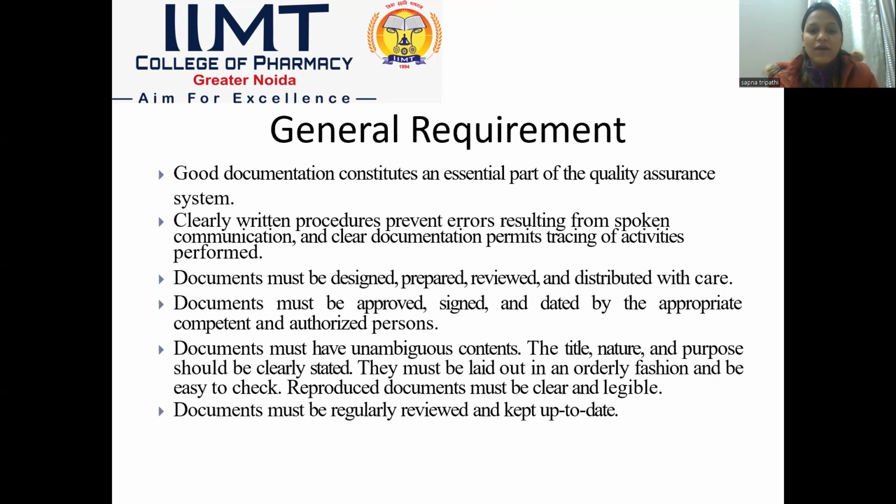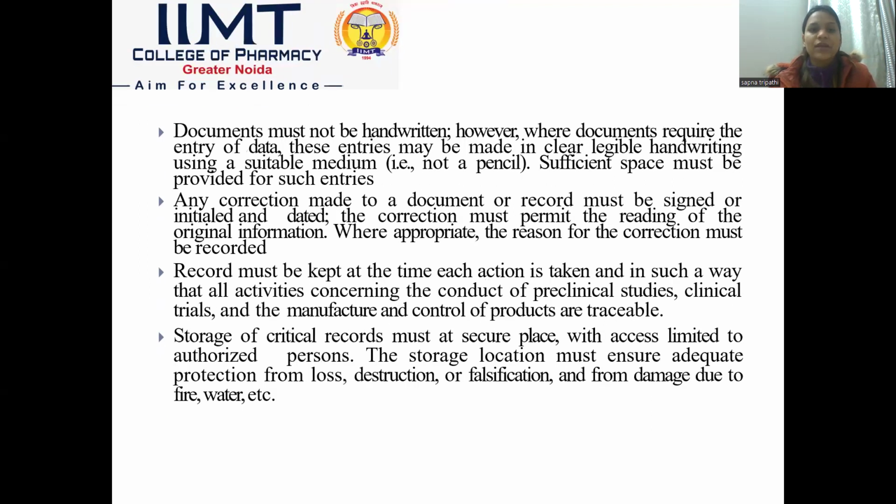Documents must have unambiguous contents. The title, nature, and purpose should be clearly stated. They must be laid out in an orderly fashion and be easy to check. Reproduced documents must be clear and legible. Documents must be regularly reviewed and kept up to date.